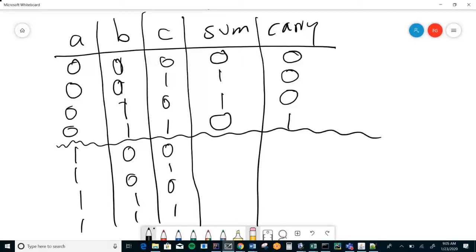I have 1, 0, 0. What's my sum? And what's my carry? I have 1, 0, 1. What's my sum? And what's my carry? 1, 1, 0. What's my sum? And what's my carry? 1, 1, 1. What's my sum? And what's my carry? 1.